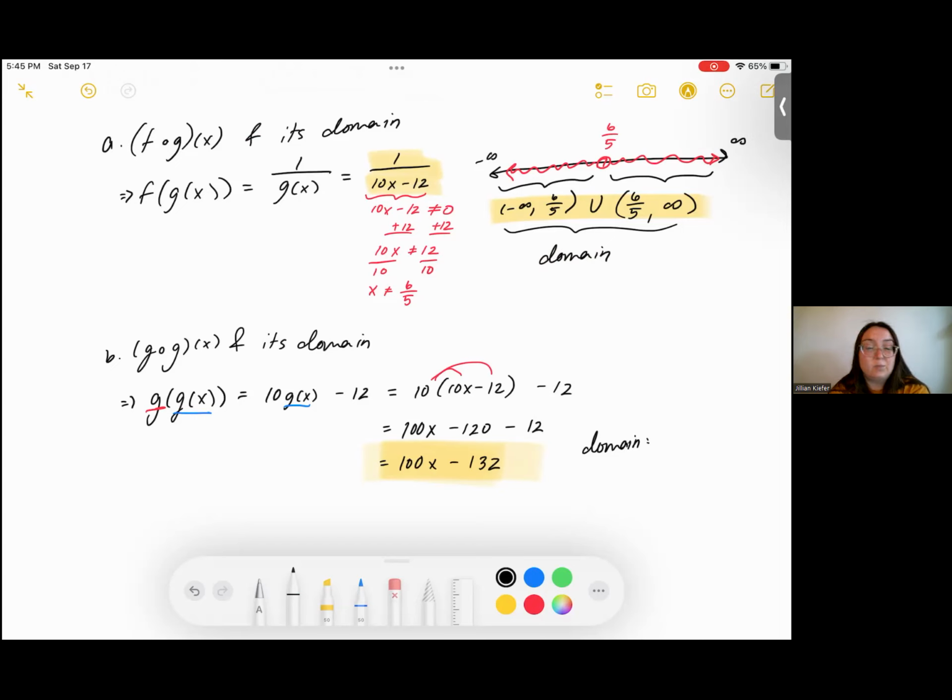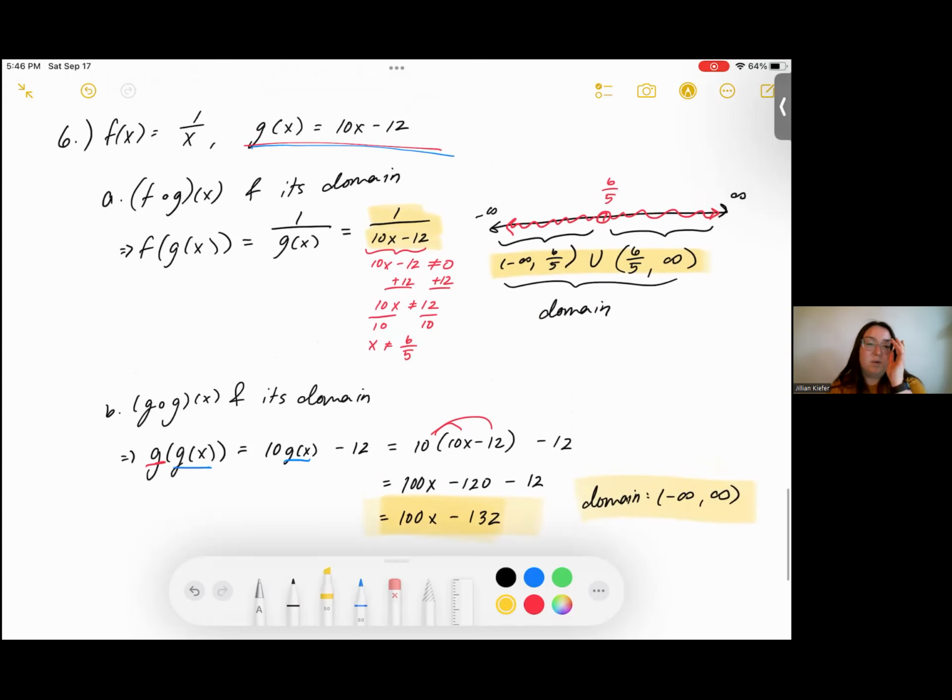The key here is that we don't have either of those things. With 100x minus 132, we don't have a fraction. There's no denominator, so there's no x in a denominator, and there's no square root. So if we don't have either of those things, our domain is just negative infinity to infinity. x can exist everywhere in the function 100x minus 132. There's no x value that would make your function not exist. So our domain would be negative infinity to infinity for part B.